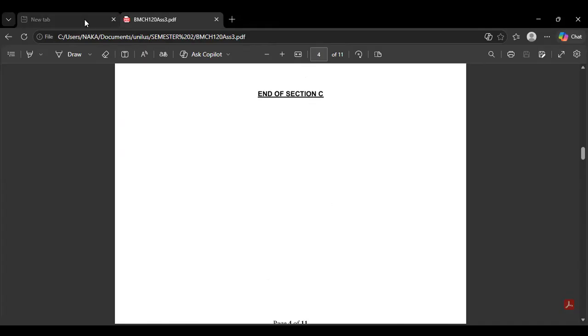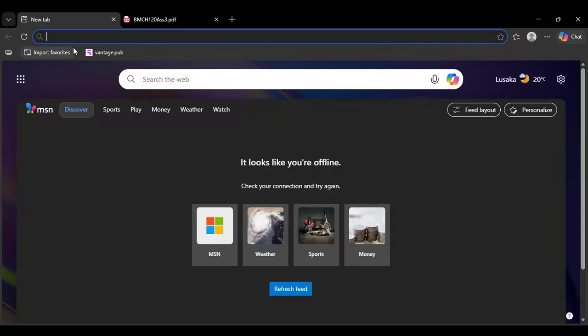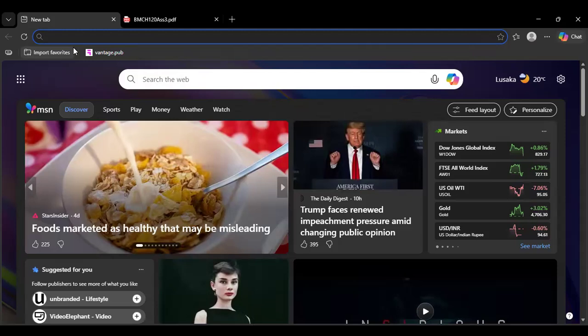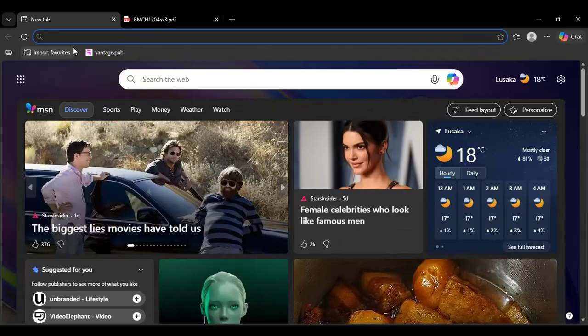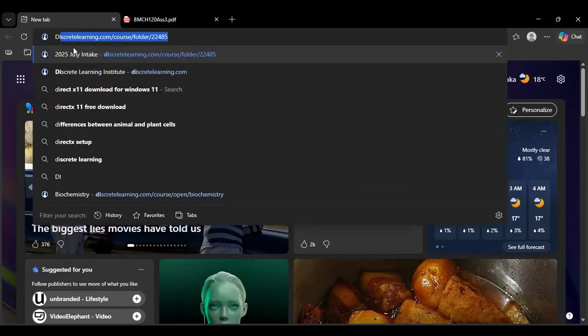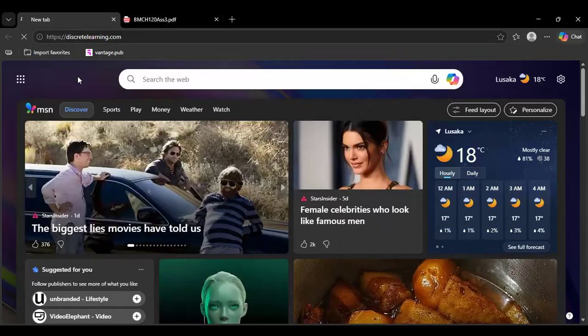So let me just show you how you can open our website. You can go on your Play Store if you are using an Android phone, and download the Discrete Learning Institute app. Then you can create an account, subscribe with us, and access the folder for chemistry. For iPhone users, and also Android users, you can just go on your browser, Chrome or Google, and type Discrete Learning Institute, then search.